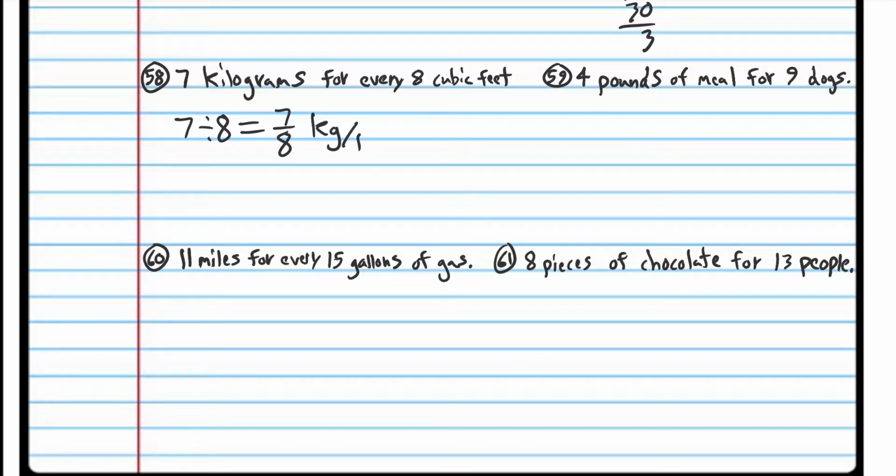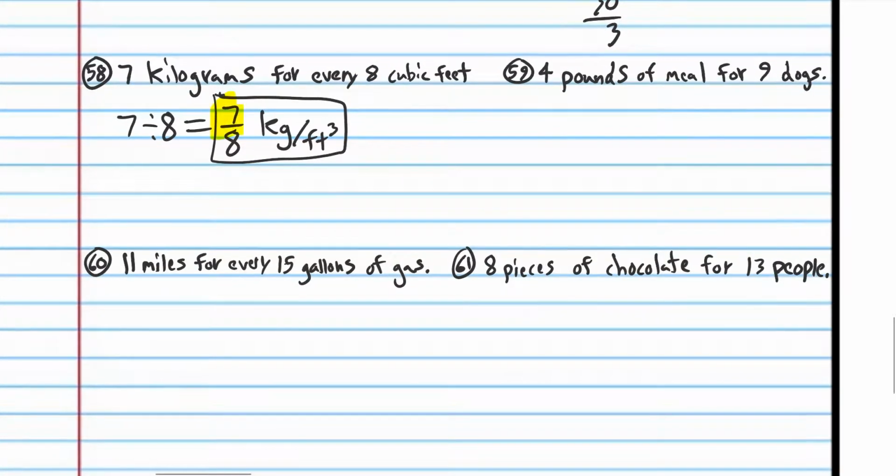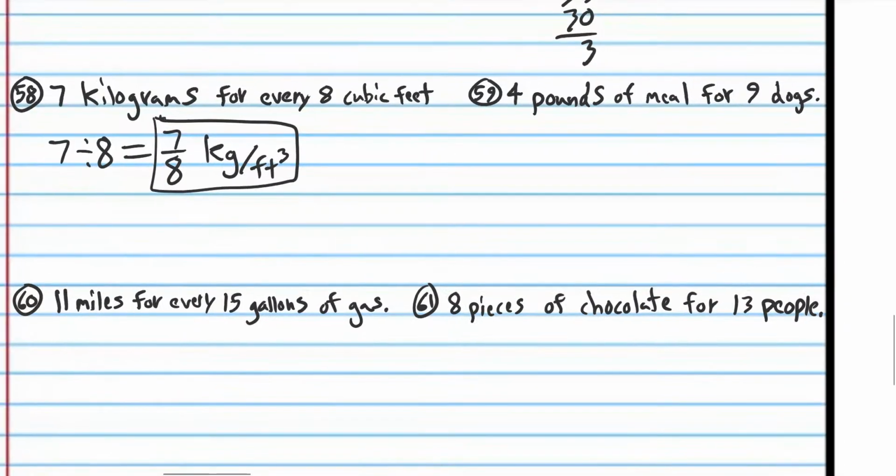So cubic feet, that's ft to the third power. That's the abbreviation for cubic feet. So you just take the first number and write it over the second number, and that's it. Now you can change this into decimal form. You can write it in different ways, but it's easier just to write it as 7/8 kilograms for every 1 cubic foot, or per cubic foot. So why don't you try 59, and when you come back, we'll do it together.